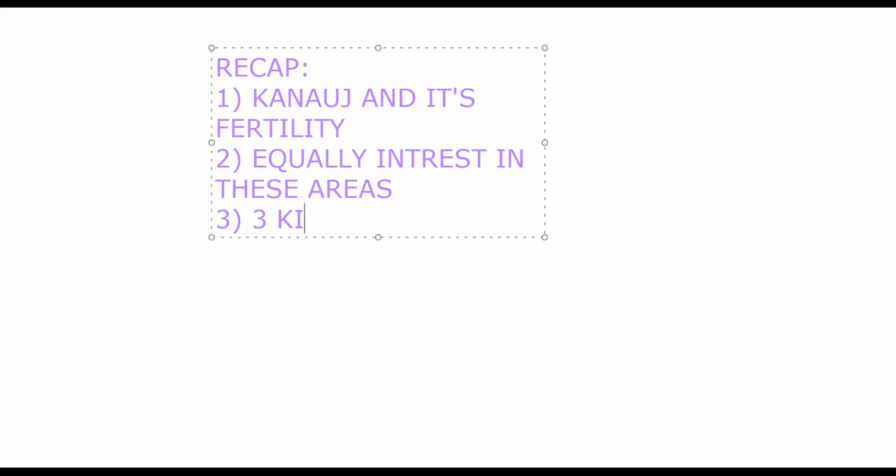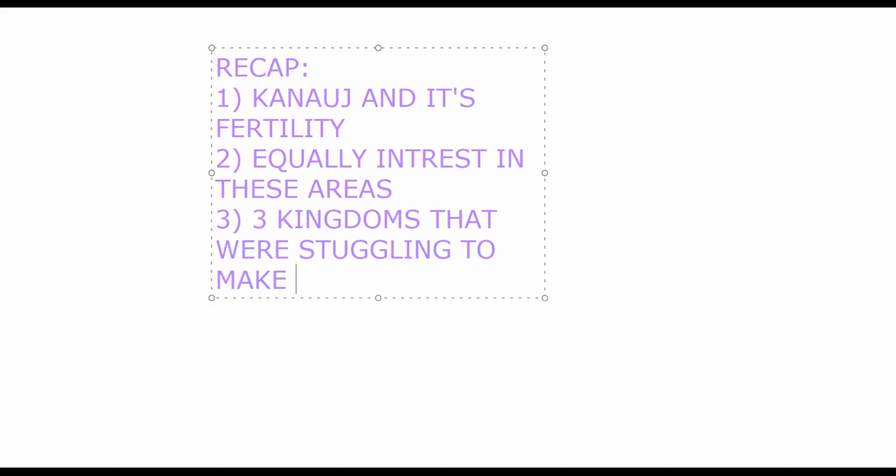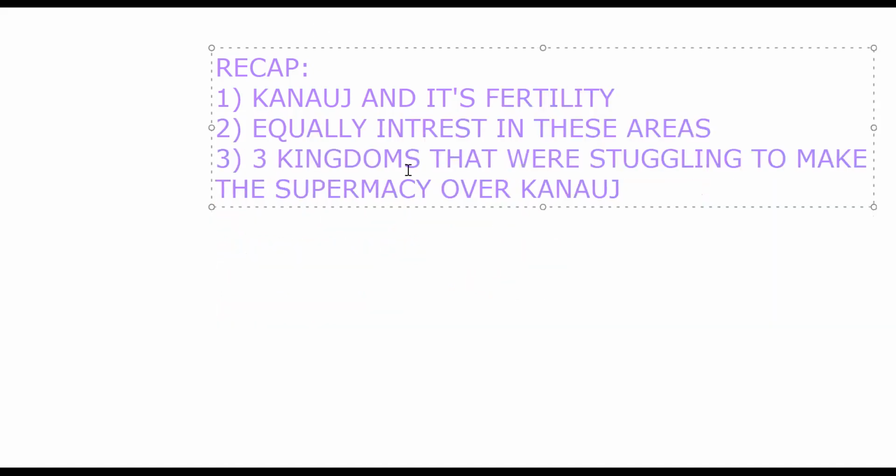So in today's session, the first thing we discussed was Kannauj and its fertility. Then we discussed why kingdoms were equally interested in these areas. And also we discussed the fertility of the soil, which was based on these areas, and the three kingdoms that were struggling to make supremacy over Kannauj. So this was the session for today, and the next session will continue in the next class.